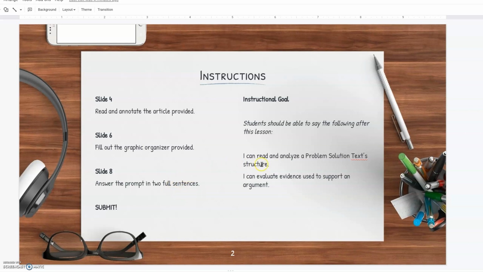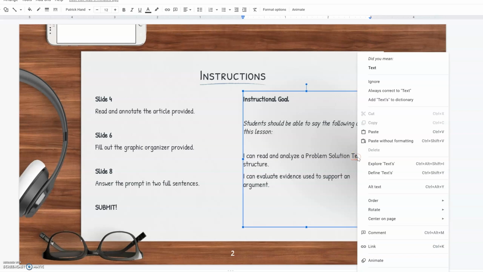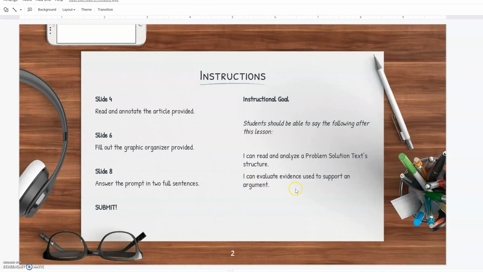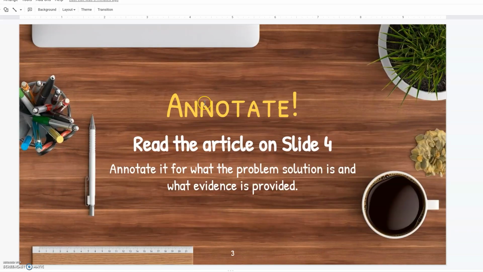Now, our instructional goal is to be able to say at the end of this lesson, I can read and analyze a problem solution text structure, and I can evaluate evidence used to support an argument. So this is really our big focus today, is to evaluate evidence and whether or not it supports a conclusion. So we're going to talk about what makes a piece of evidence a good piece of evidence. And we're going to do that while we annotate.